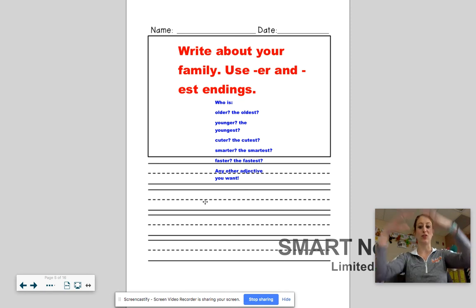If I'm comparing like the whole family, more than two people, I would have to add EST to the end of an adjective. And remember, adjectives describe a noun, a person, place, or thing.